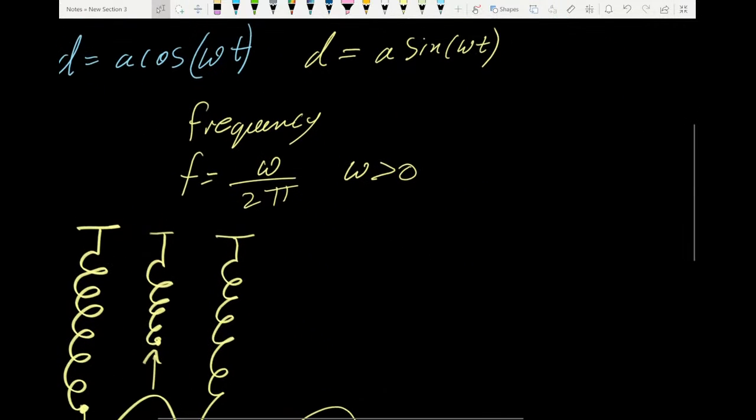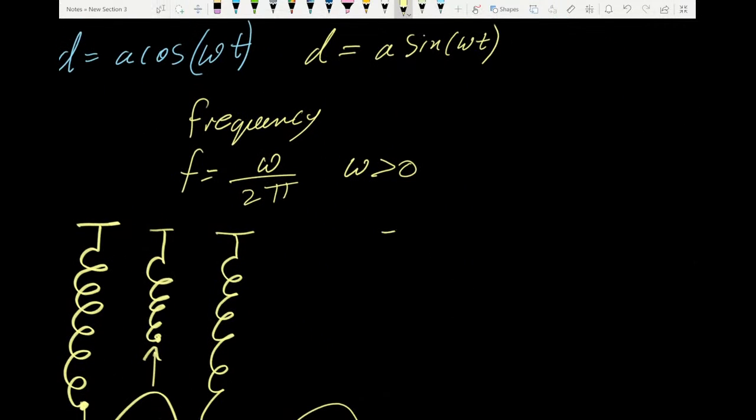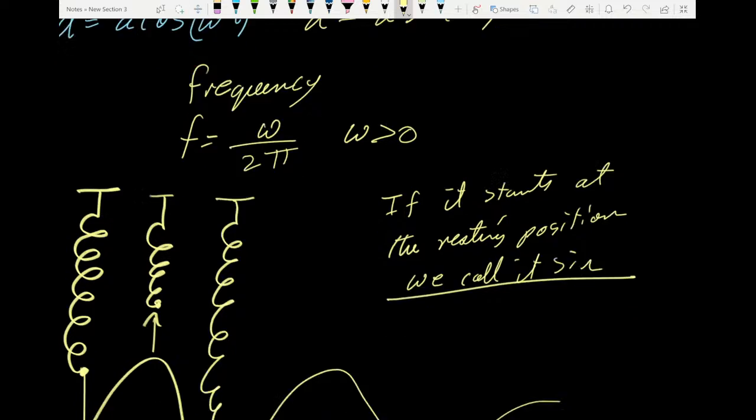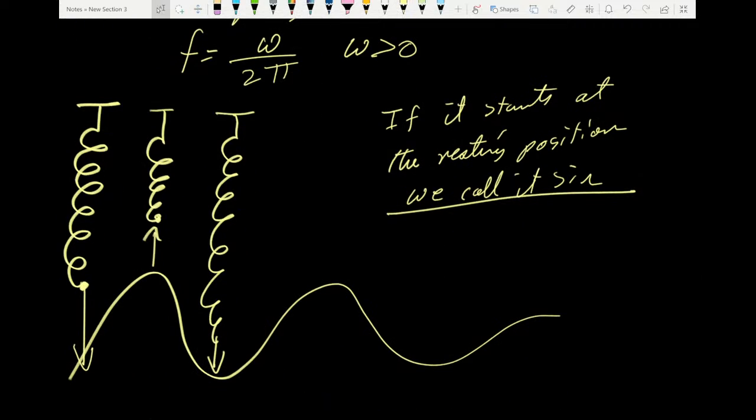Now, if it starts at the resting position, we call it sine. But if you stretch it or if you press it and then let it go, then the simple harmonic motion is going to be cosine.